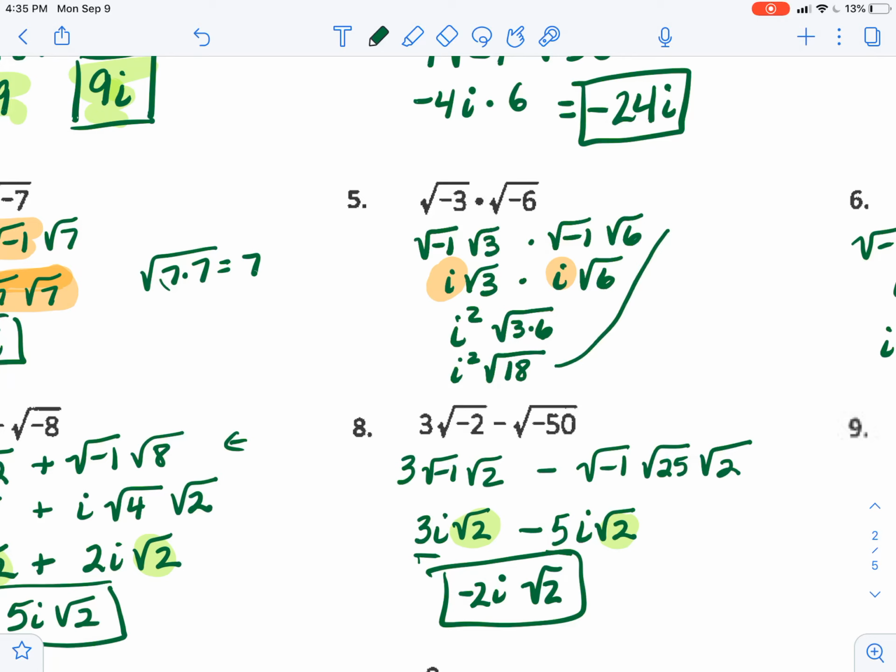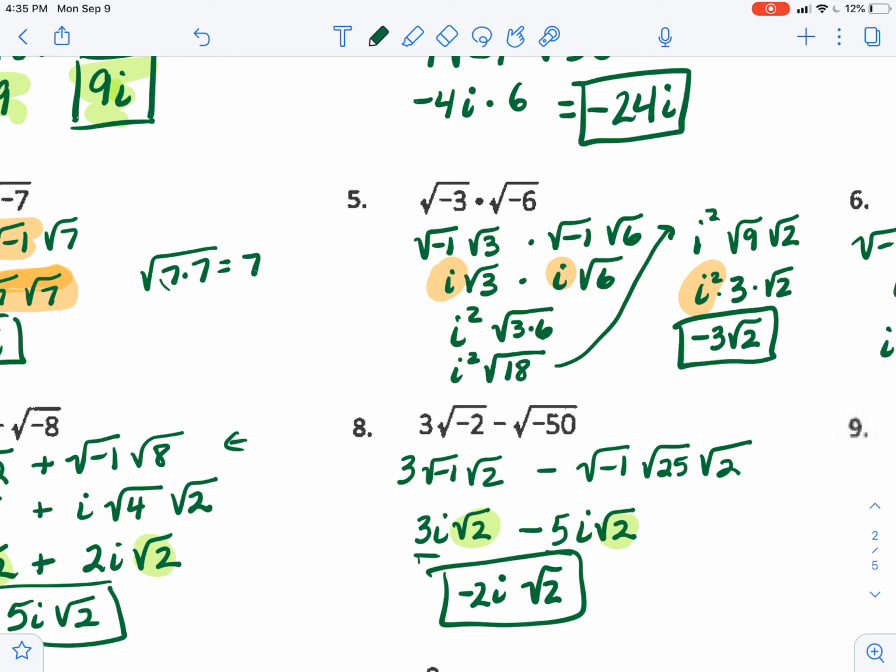So I'm going to come on up here. So the square root of 18 would be 9 and 2, which is 3 square root 2. We know that i squared is a -1, so this would be a -3 square root 2. Final answer.